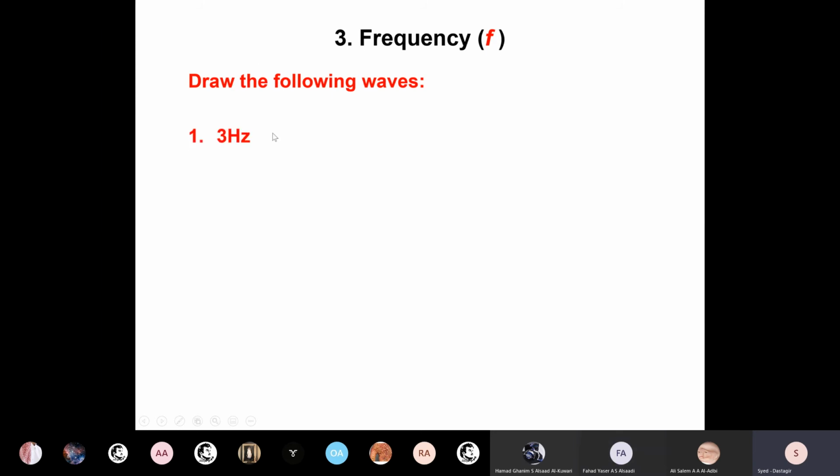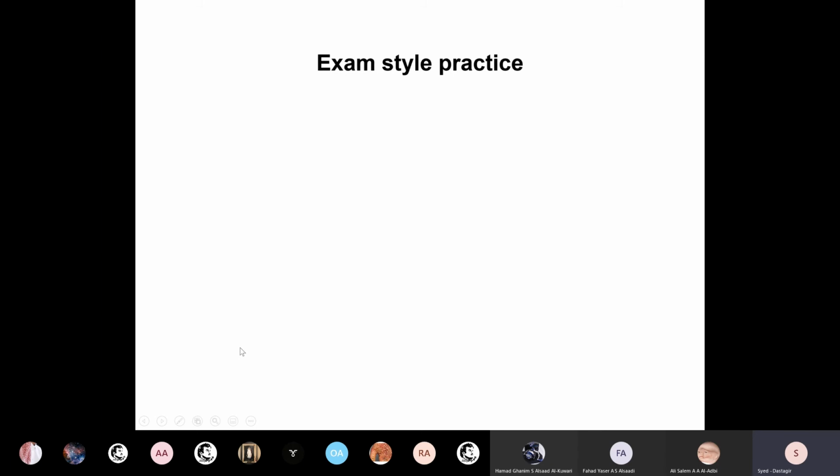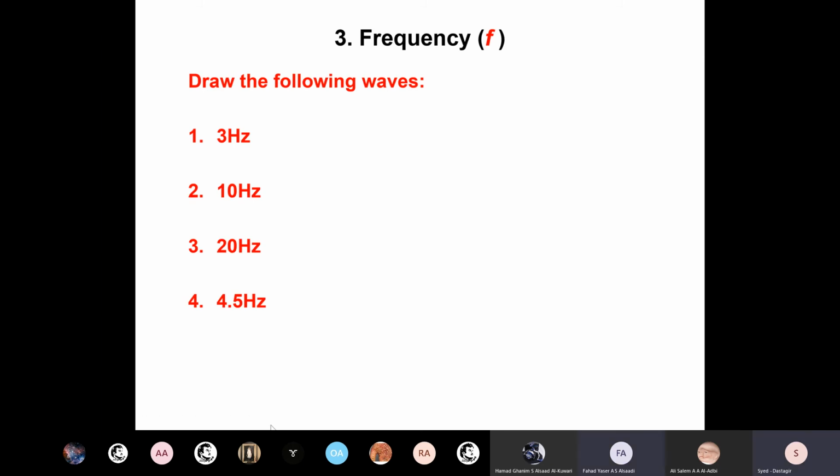Draw the following waves for 3 hertz, 10 hertz, 20 hertz, and 4.5 hertz. Let's do that. I'm going to give you guys about 3 minutes.